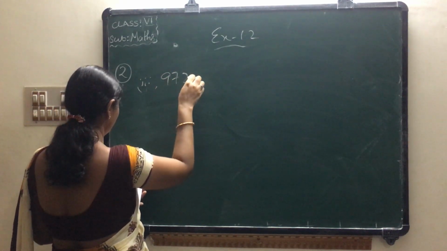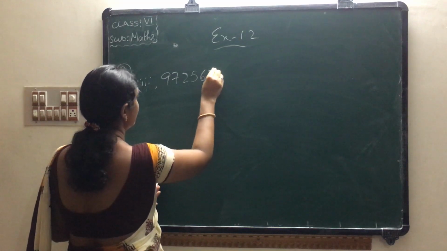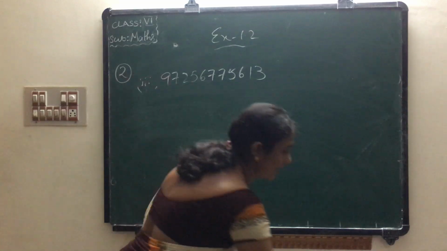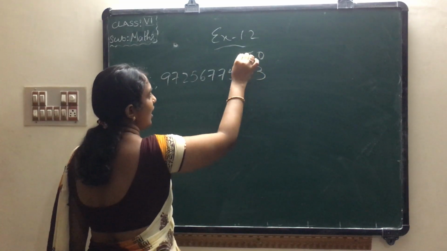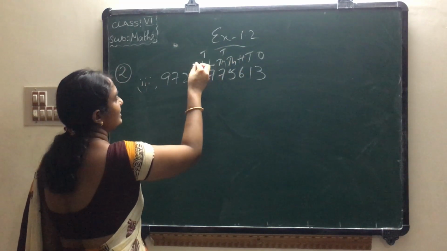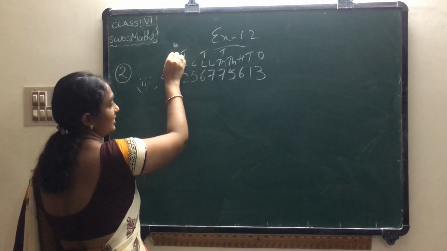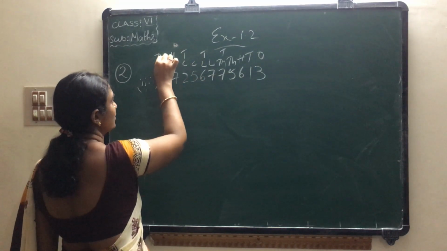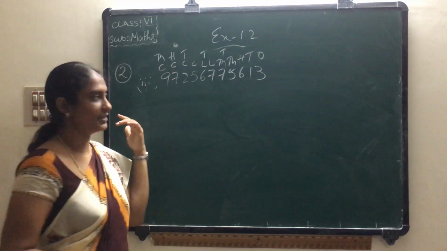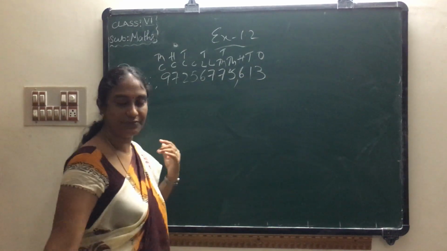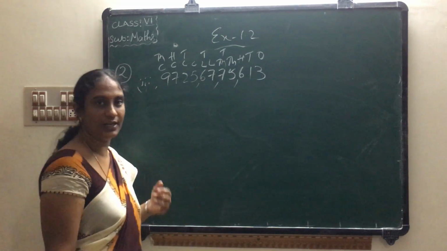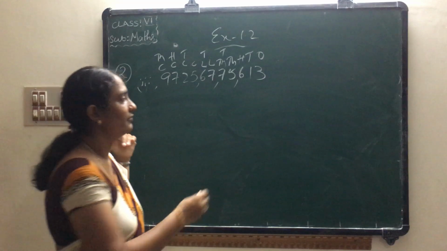Nine, seven, two, 5, 6, 7, 7, 5, 6, 1, 3. So write the place values. Ones, tens, hundreds, thousands, 10,000, lakhs, 10 lakhs, crores, 10 crores. Next, 100 crores. Next, 1,000 crores. Okay? Do you understand? Now, let us keep the first commas. After first three numbers, we had to fill the first comma. 1,000 period, we had to keep the second comma. Lakhs period, we had to keep the third comma. Okay? Now, let us write in words.